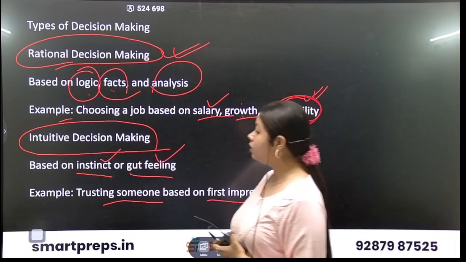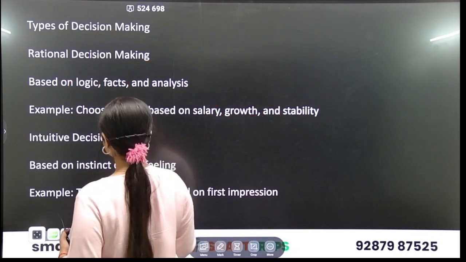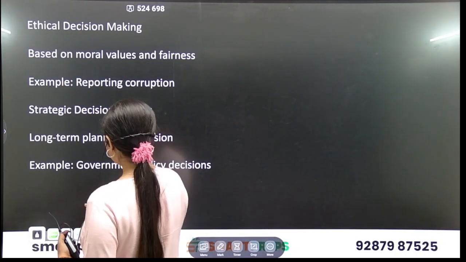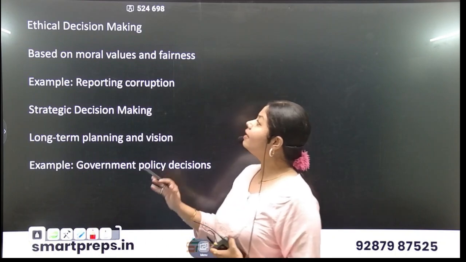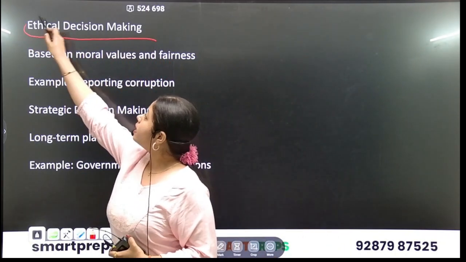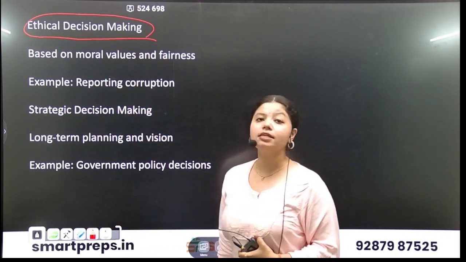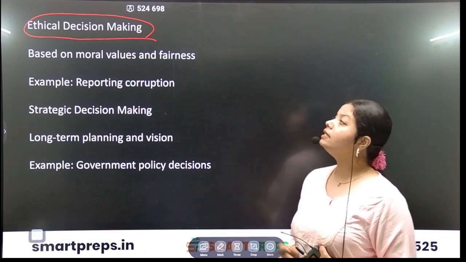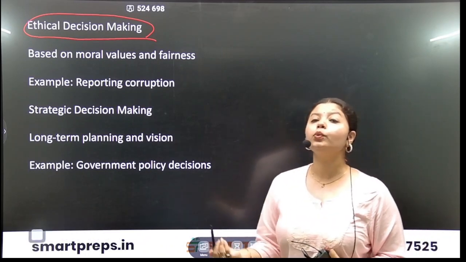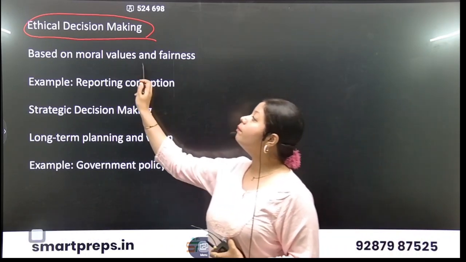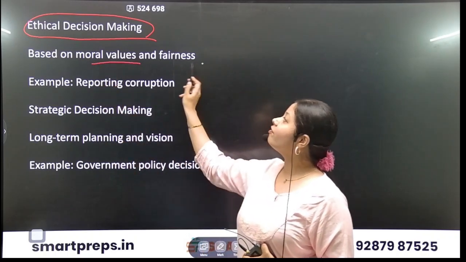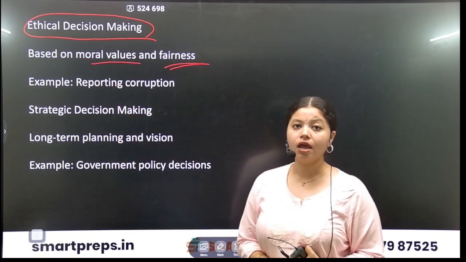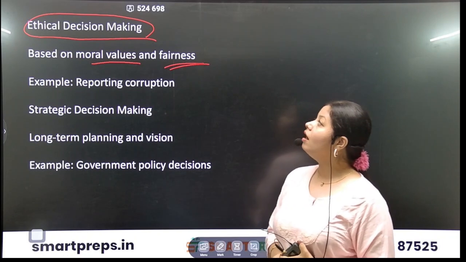Let's move on to the next. Okay, next type is ethical decision making. What is ethical decision making? That decision which will be based on the moral values and the fairness. Okay, moral values and the fairness.